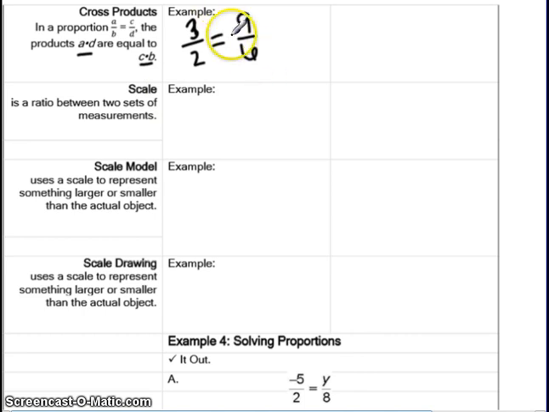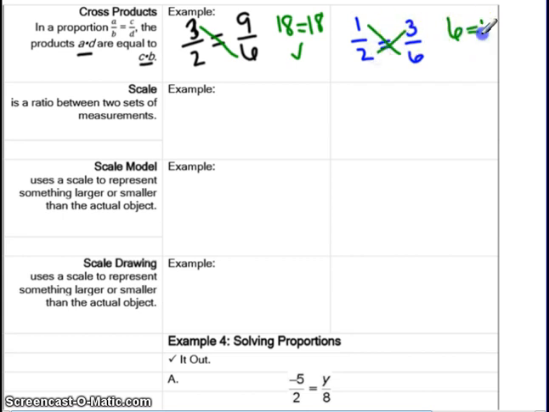So let me show this to you. 3 times 6 is 18, and that should be equal to 9 times 2, which is also 18, so it works. I'll give you another example. Let's say I have 1/2 and 3/6. Again, if I'm going to use my cross products, 1 times 6 is 6, and 3 times 2 is also 6. So those are going to stay equal.